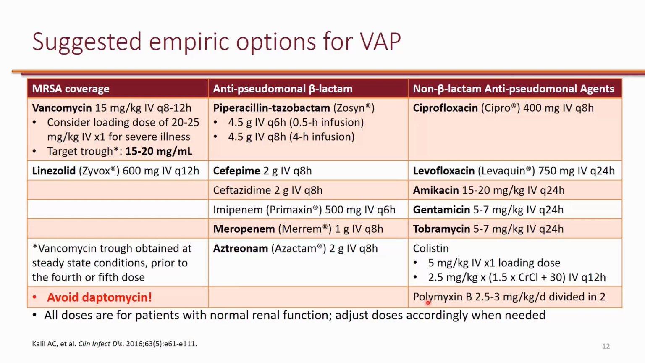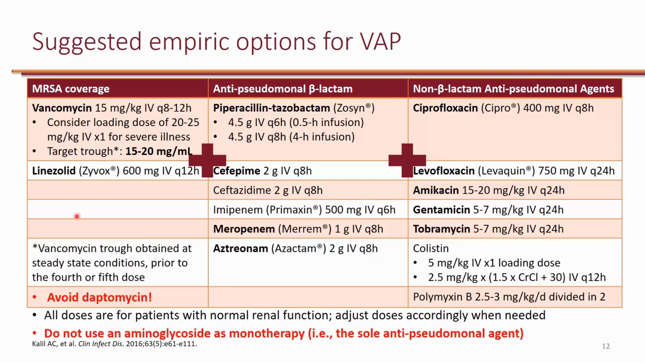So let's say someone has received IV antibiotics in the last 90 days, for example somebody received ceftriaxone 2 weeks ago and now they have ventilator-associated pneumonia. We can choose an MRSA active agent like vancomycin plus one agent from the beta-lactams that's active against Pseudomonas. So we can use piperacillin tazobactam, for example, plus a second agent, so ciprofloxacin. So the patient will end up receiving three agents: ciprofloxacin plus piperacillin tazobactam plus vancomycin.